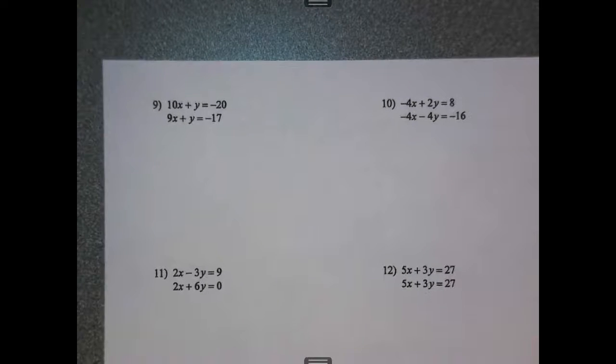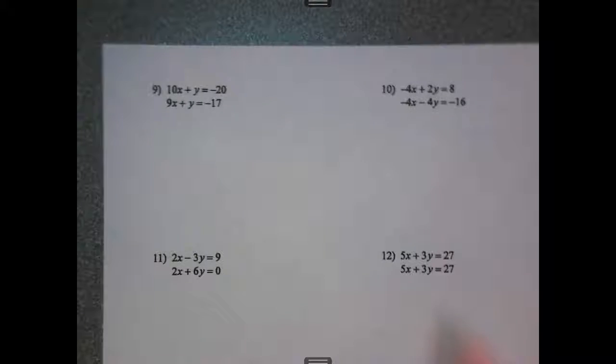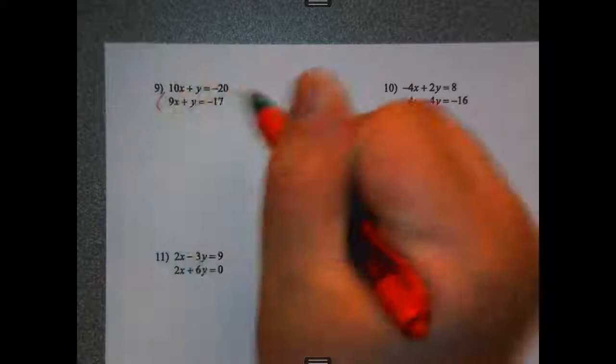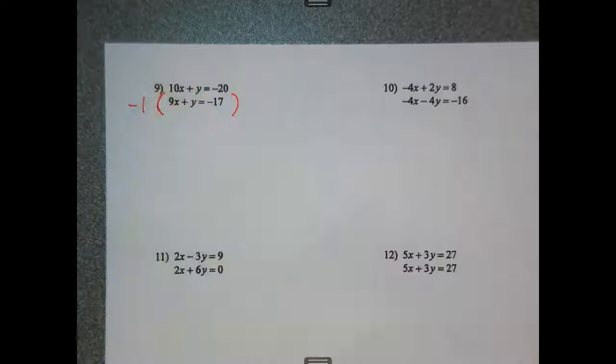All right, number 9. We can no longer just add them together and eliminate one of the variables, correct? However, we're really close on the y's, aren't we? I have plus y, plus y. If I only had a negative y from one of them, can I get a negative y from one of them? What if I multiply the entire bottom one by -1?